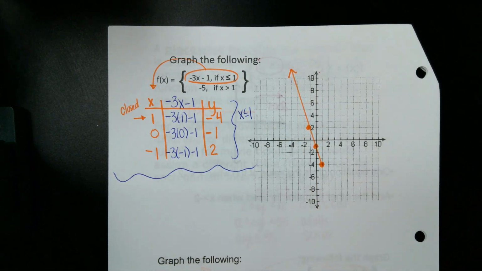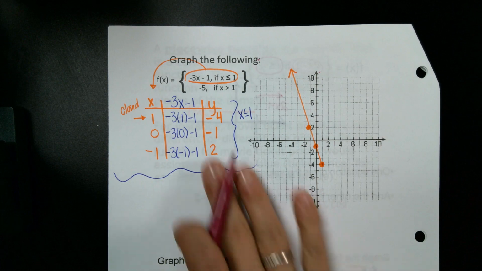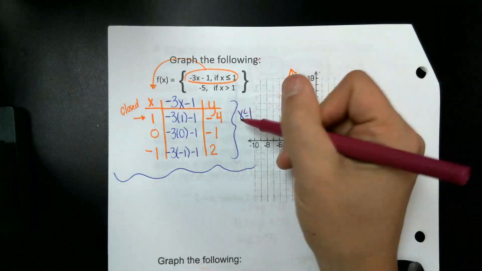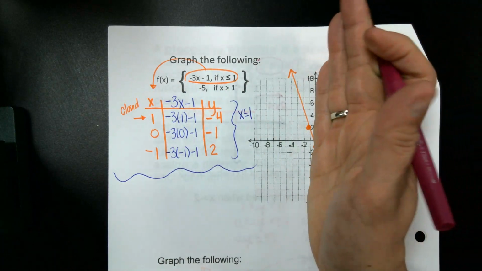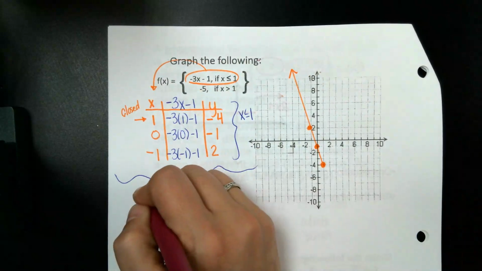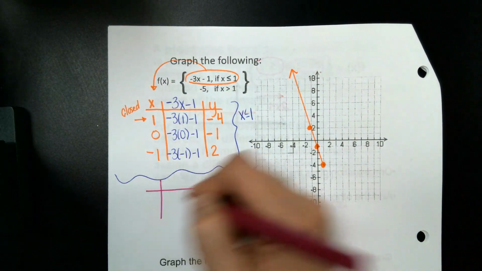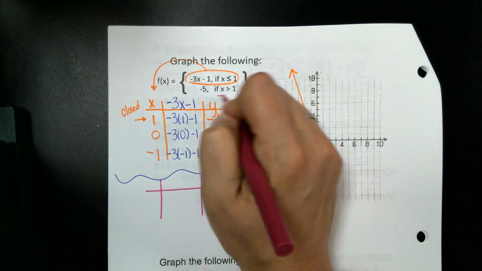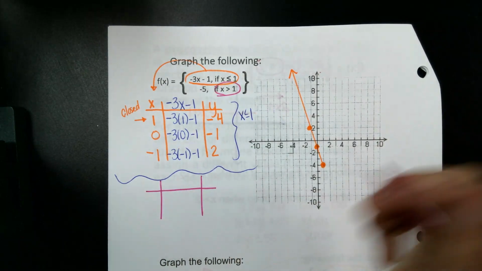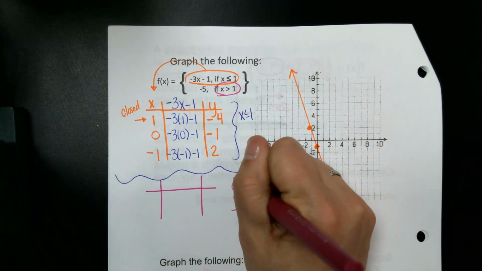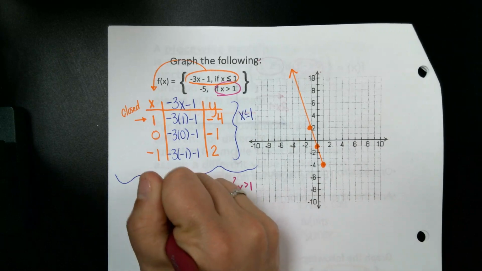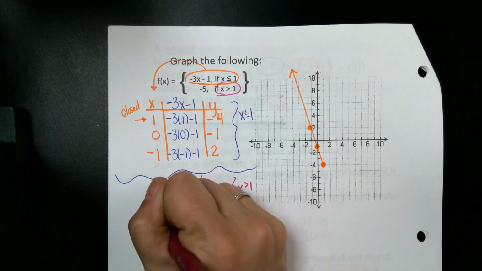Okay, so now, since we've taken care of the top one where everything was less than or equal to 1, which means it was to the left, now we're going to figure out all the greater than ones. So these are the greater than 1. We still want to start at 1, but then we'll have 2 and 3.